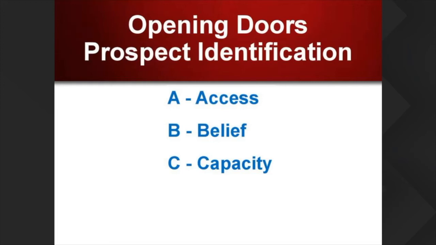B stands for belief. The best prospective donors for your organization are people who believe in your mission and your cause. And C for capacity to make a gift, whether it's large or small. They need to be able to make a gift.